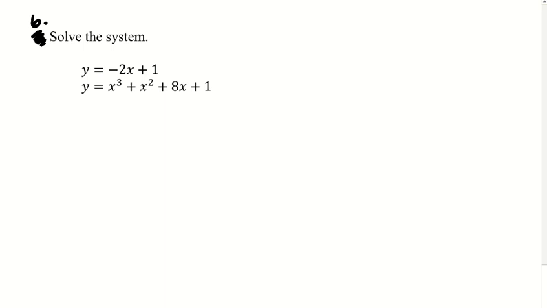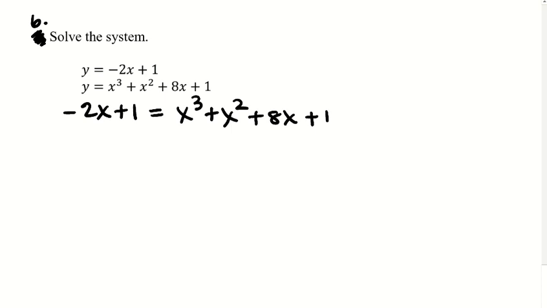Last one I've got for y'all is just a nonlinear system, kind of like we've been doing before. And I'm trying to remember what the deal with this one was, but let's just look at it. Okay, so if I have y in both equations, I might as well substitute on y. So I'll say negative 2x plus 1 is equal to x to the third, x squared, 8x, and 1. Okay, I'm going to add 2x to both sides and subtract 1. So I get x to the third plus x squared plus 10x equals 0.